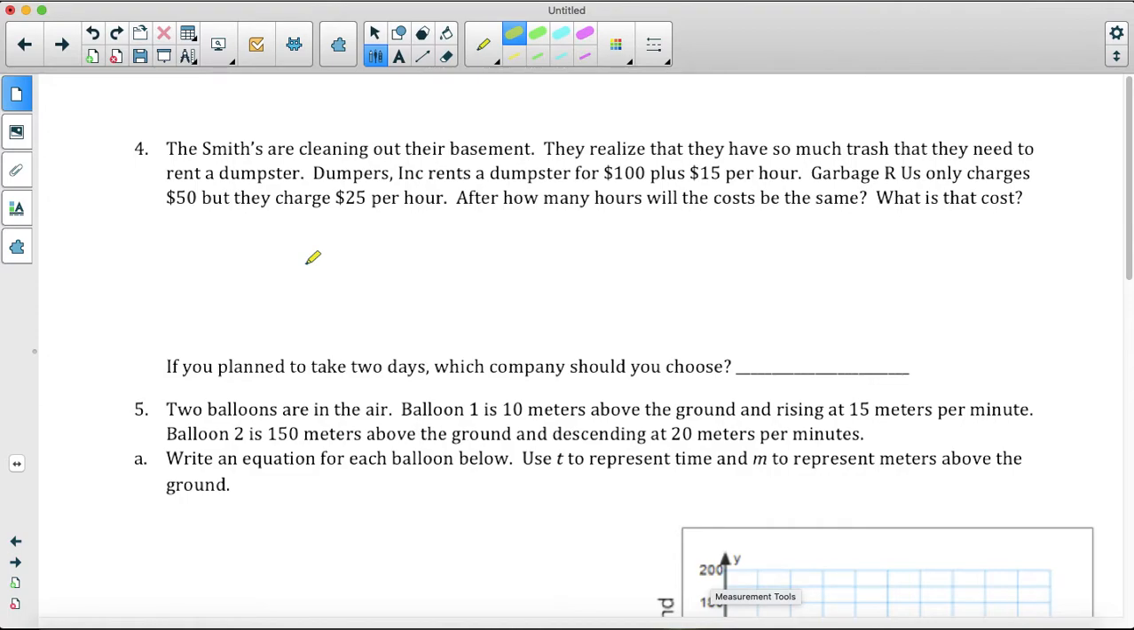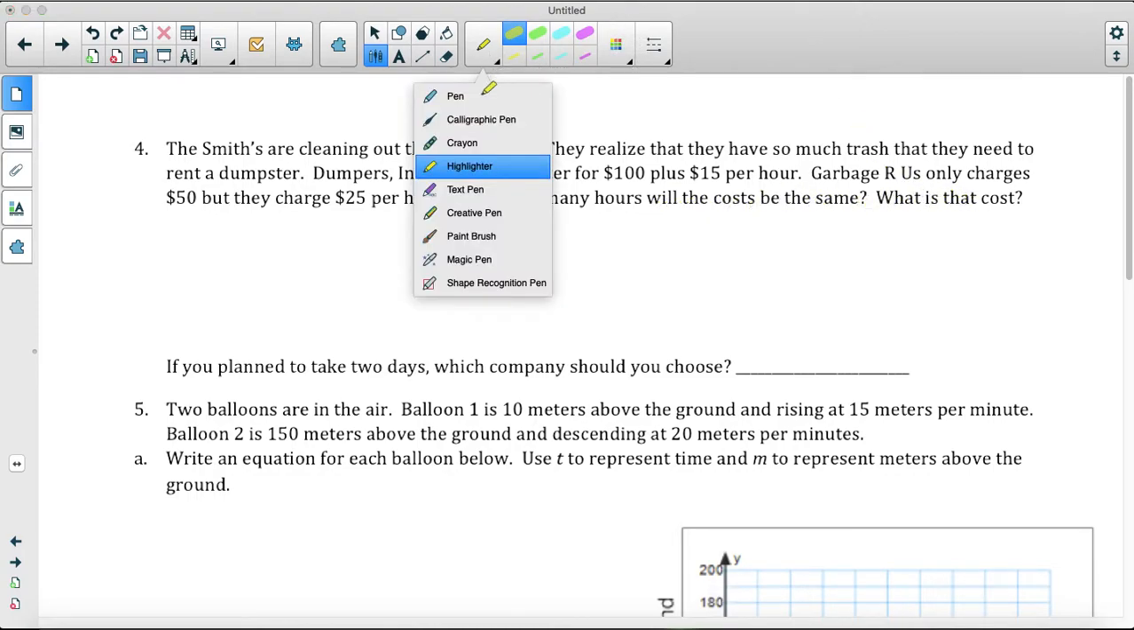Dumpsters Inc. rents a dumpster for $100 plus $15 per hour. Garbage R Us only charges $50, but they charge $25 per hour. After how many hours will the cost be the same, and what is the cost?